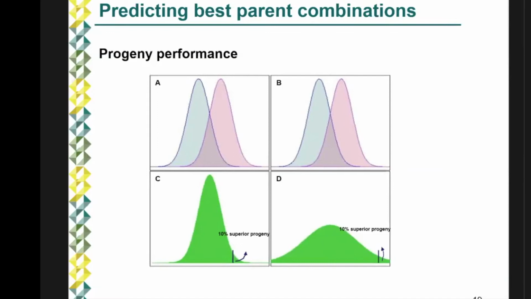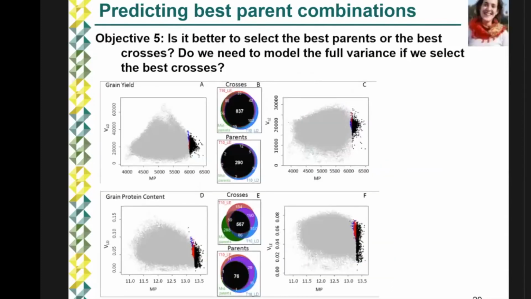The mean of that progeny is easy: we can just take the mean of the two parents, and then we will predict the mean of the progeny. But what I'm mostly interested in is, can we predict the 10% superior progeny? If the variance of that progeny is small, that 10% is going to be lower than in this case. So we did that in the wheat data set also. The questions were, is it better to select the best parents or the best crosses? And do we need to model the variance if we select the best crosses?